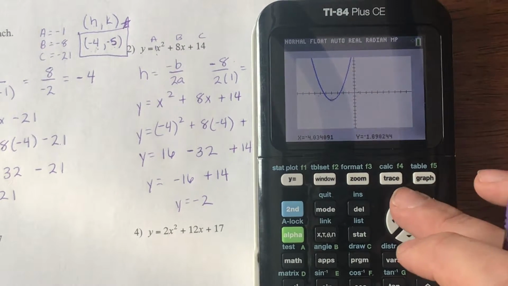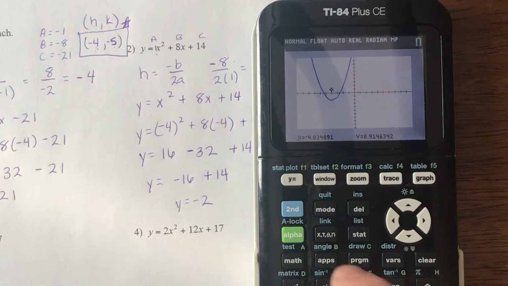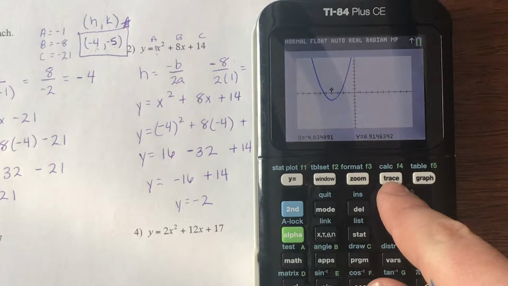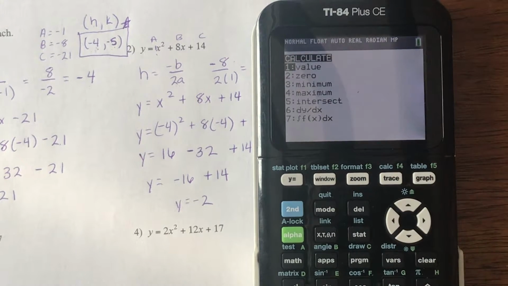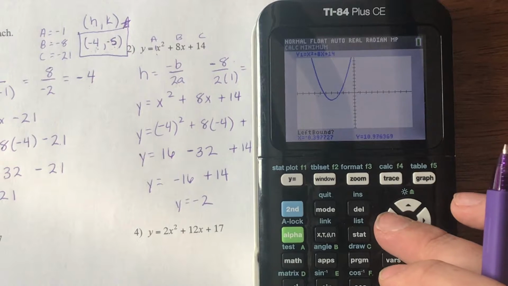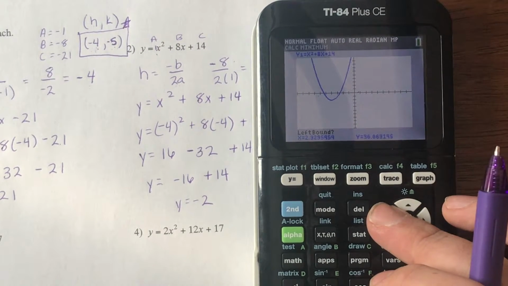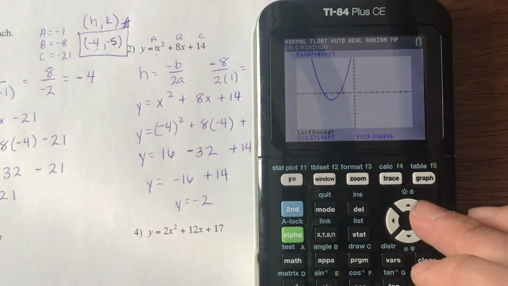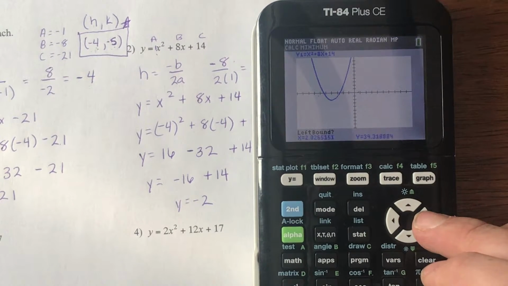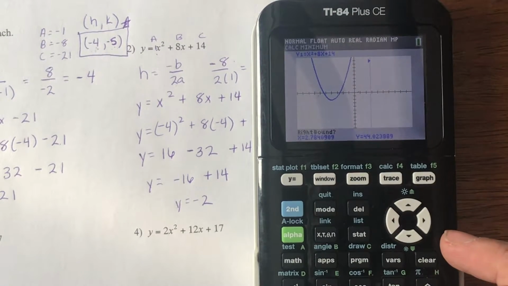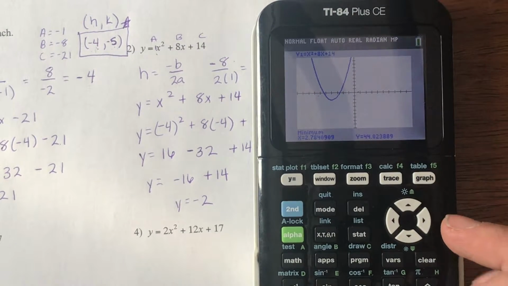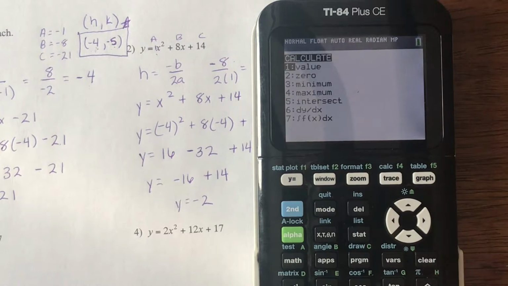Another way you could calculate it more automatically is to hit the blue second button, then calc or trace, which is right here, and it asks what you want to find. Well, you remember our characteristics of quadratics. We have a minimum, so our minimum, and then it's going to ask you 3 questions: left bound, right bound, and guess. I can't find my cursor right now, so I'm just going to hit enter somewhere. That's not right, so I'm going to try it again. Sorry about that. So calculate minimum.